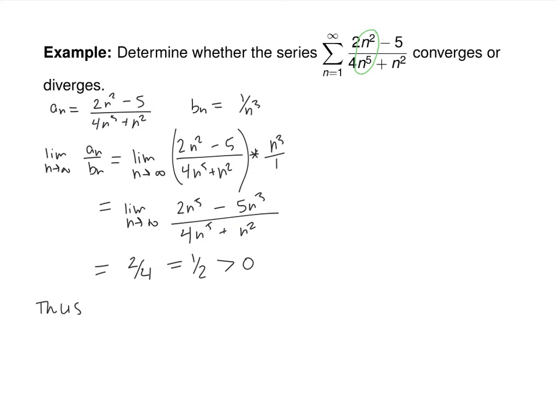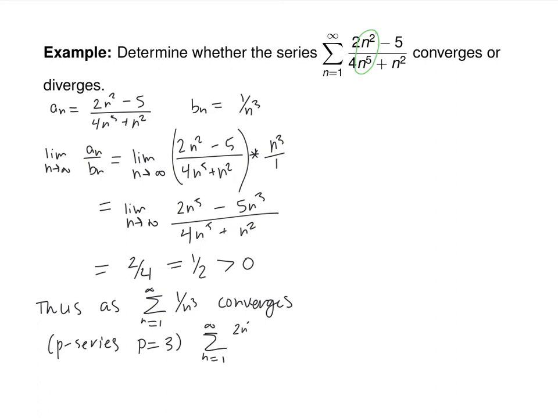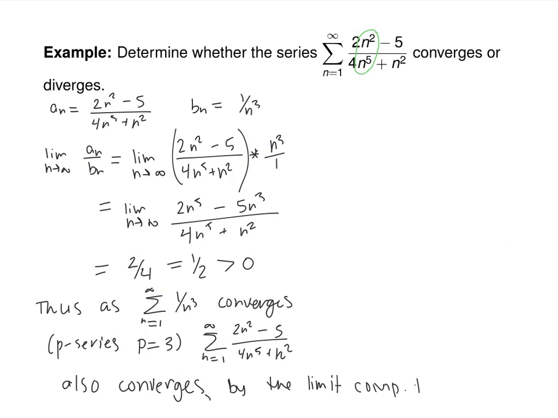And so thus, as the sum from n equals 1 to infinity of 1 over n cubed converges, tell me you know why. It's a p-series with p equal to 3. The sum from n equals 1 to infinity of all that craziness also converges. And we probably should say by the limit comparison test, because now we have quite a few tests where we have some names.